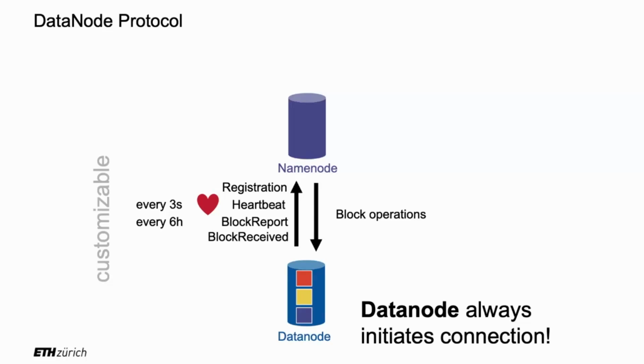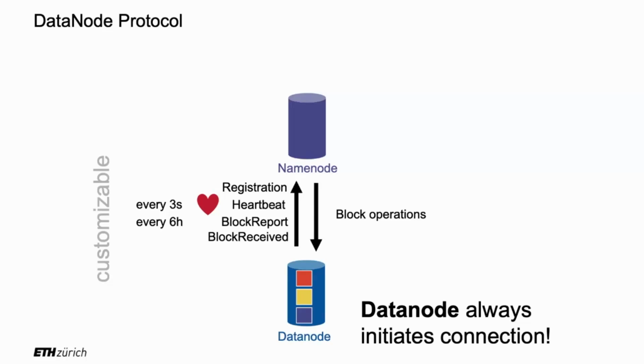What we also have, but of course not every 3 seconds because that would be too much, more like every 6 hours, we have a block report. So the block report is a full list of all the block IDs that have their block stored on that data node, plus maybe some hashes and checksums just to check for corruption, right? So that the name node can check that everything is all right.